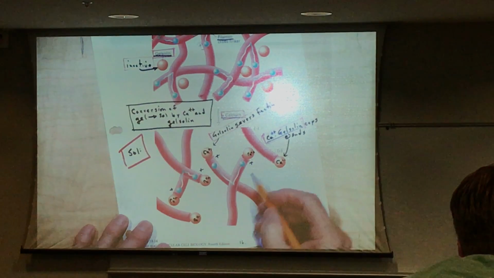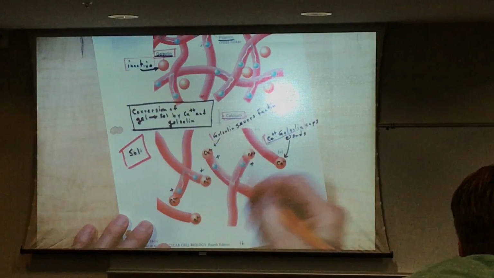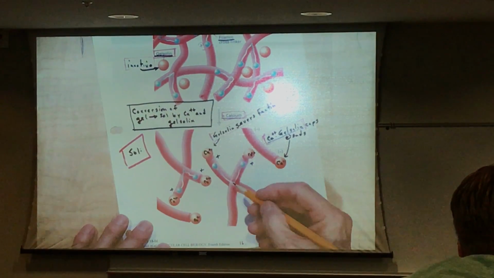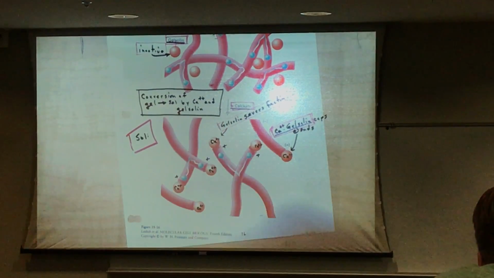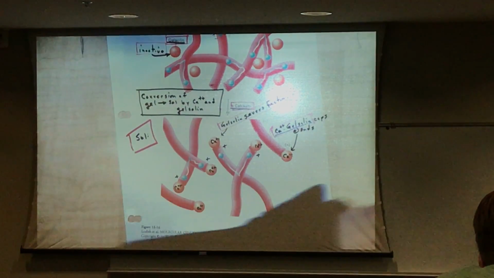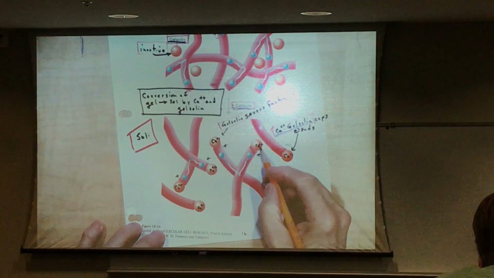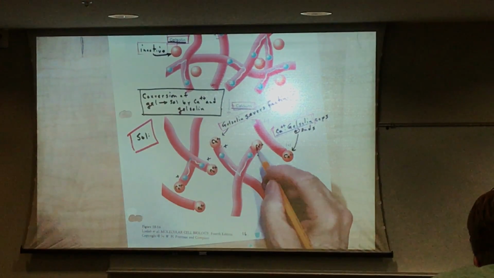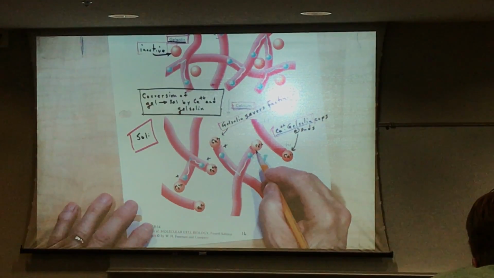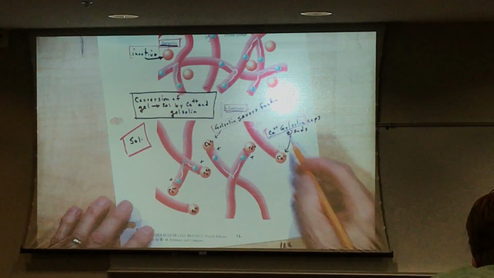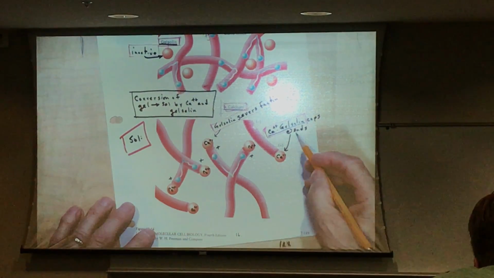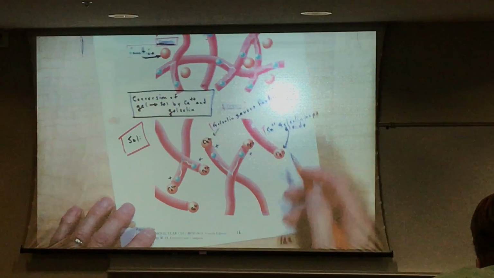So here we have gelsolins which have severed actin filaments, and then having severed the filament, there'll be a minus end and a plus end. If you sever the actin filament, they jump onto the plus end and they cap it, preventing any further polymerization of the actin filament. So calcium-gelsolin severs actin filaments and then caps the created plus ends.